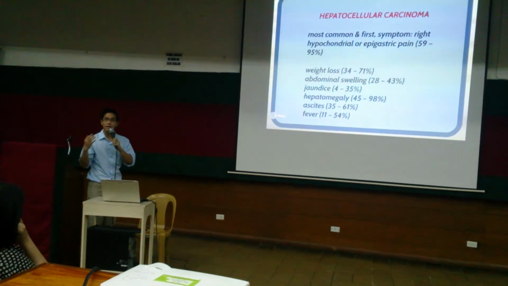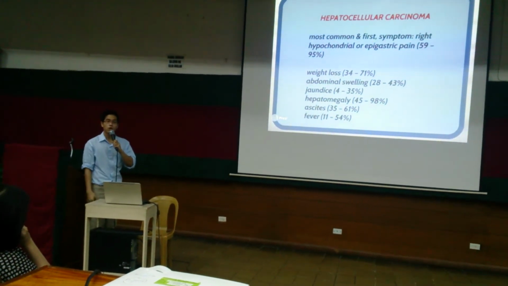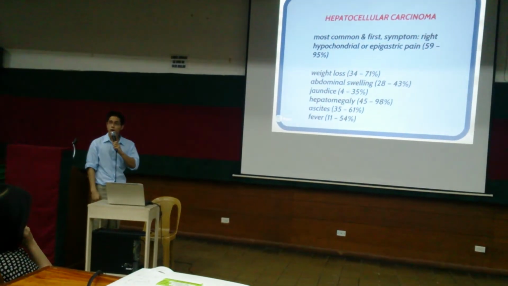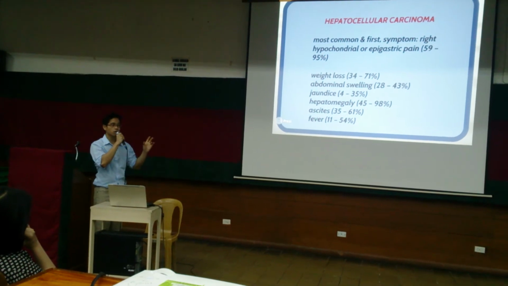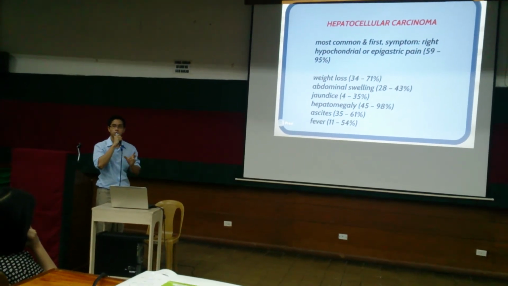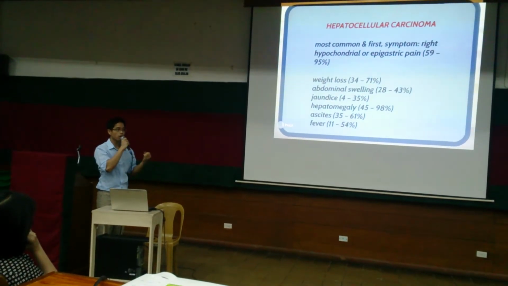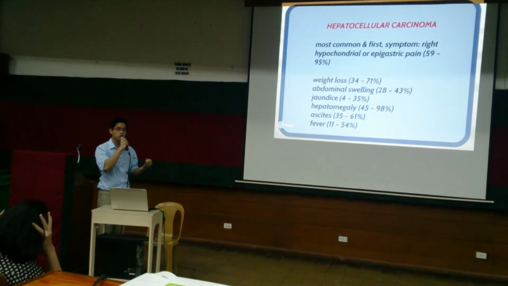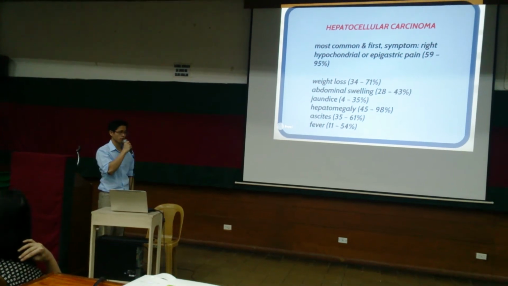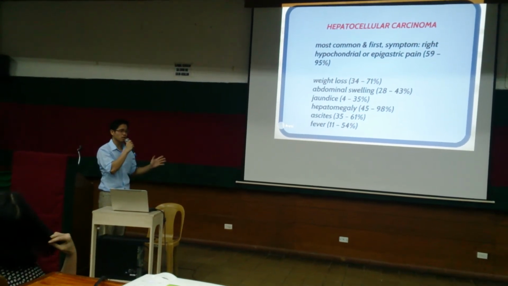However, this is very unlikely in the patient because, number one, there are no known risk factors. So what are the risk factors for hepatocellular carcinoma? Hepatocellular carcinoma is usually present coexistent with cirrhosis. So what are the causes of cirrhosis? The most common is still chronic hepatitis B infection, chronic hepatitis C infection, and others, which are more likely not present in the patient.